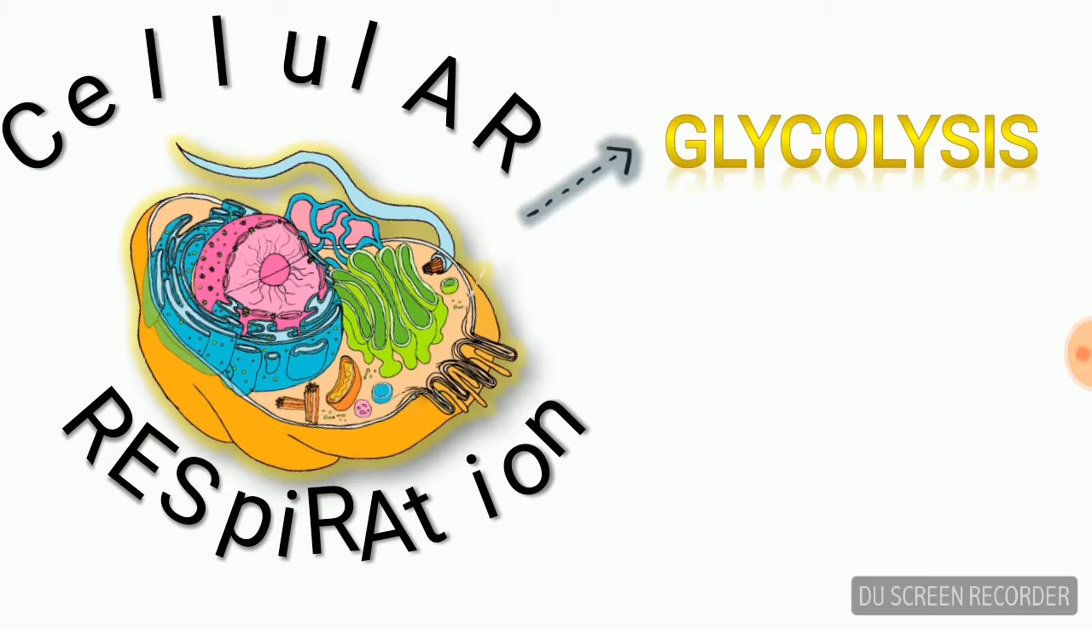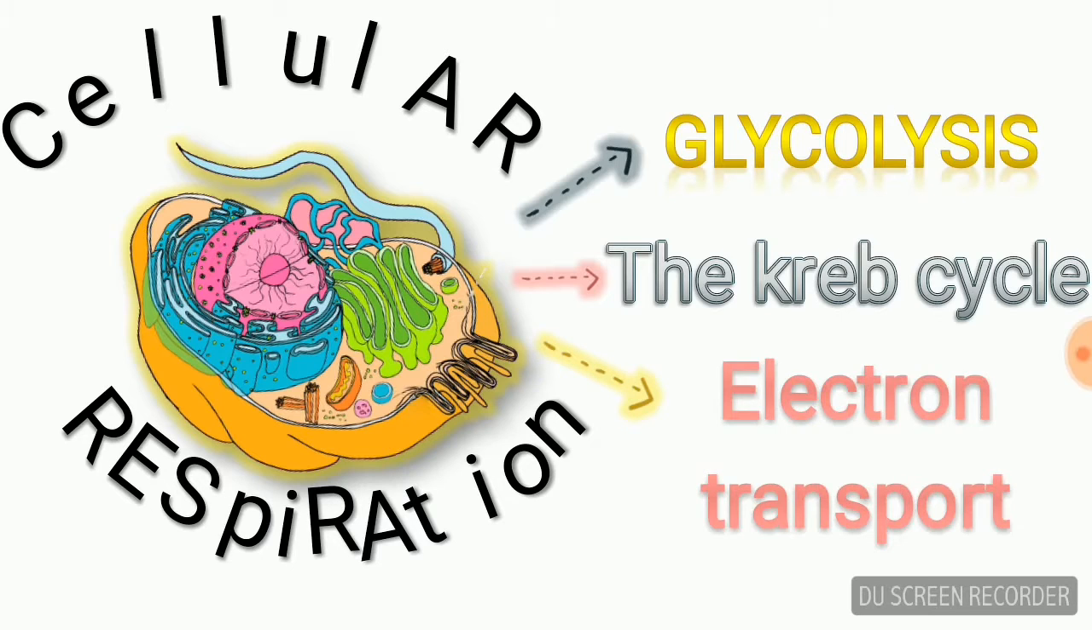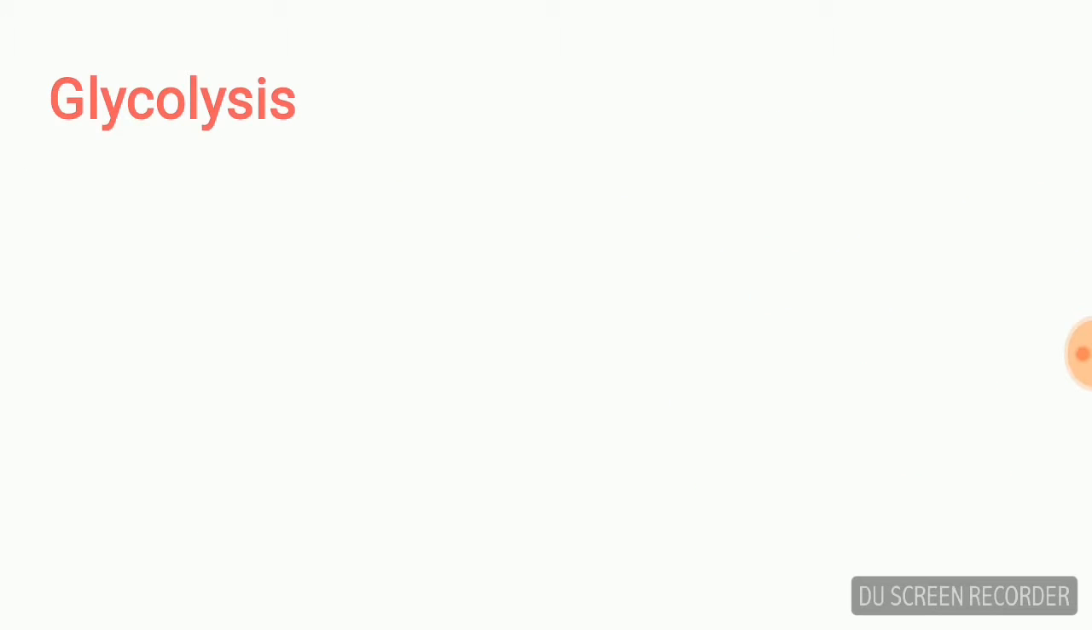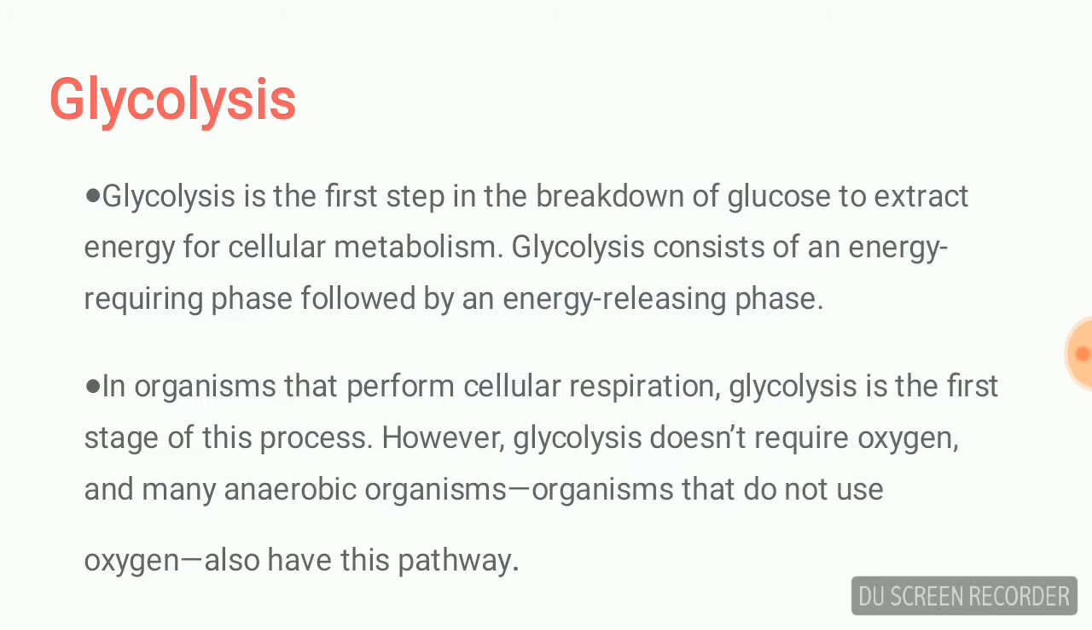Cellular respiration has 3 stages, which are glycolysis, the Krebs cycle, and the electron transport. Glycolysis. Glycolysis is the first step in the breakdown of glucose to extract energy for cellular metabolism. Glycolysis consists of an energy-requiring phase followed by an energy-releasing phase.